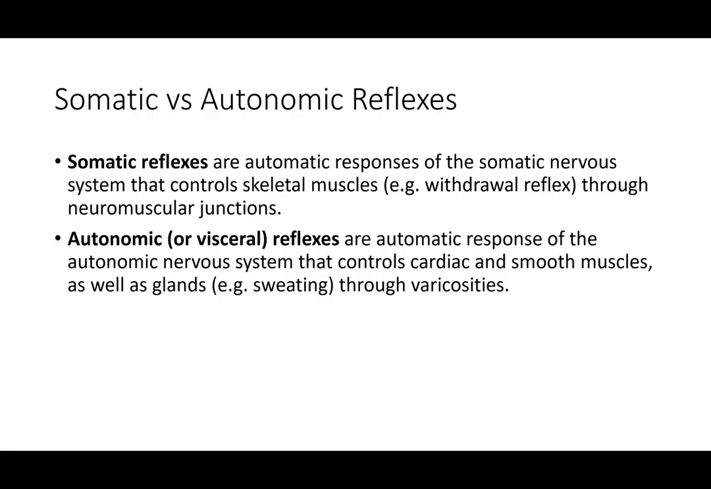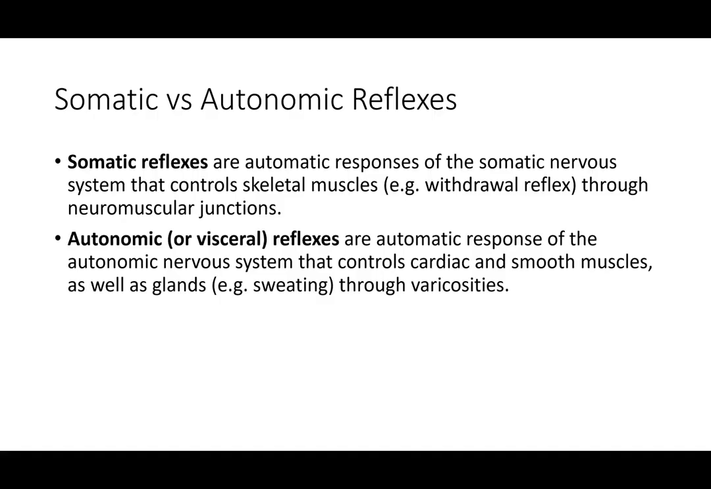On the other hand, the autonomic reflex or visceral reflex, these are still automatic responses. That's what reflexes are. But this is going to control cardiac and smooth muscle tissue as well as glands through the varicosities that are found within those systems. And these are generally mediated by something called a reflex arc within that stimulus.